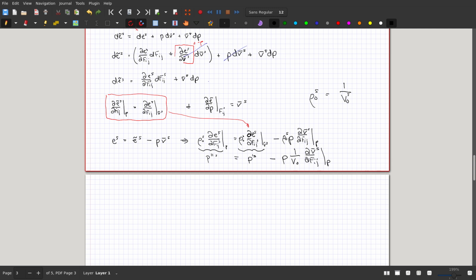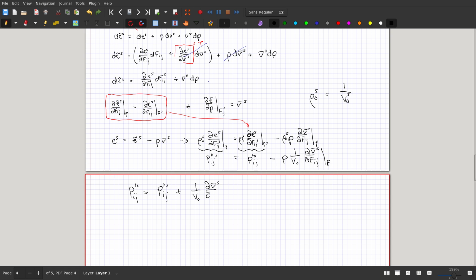So then I'm just going to solve for P prime of S. So I have that P prime of S is equal to P double prime of S. I kind of mixed up, this should be IJ, plus 1 over V0 partial V of S partial Fij evaluated at constant P.